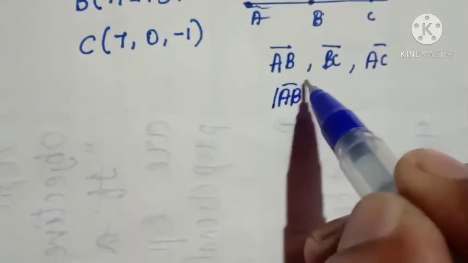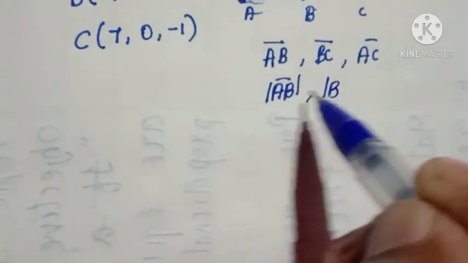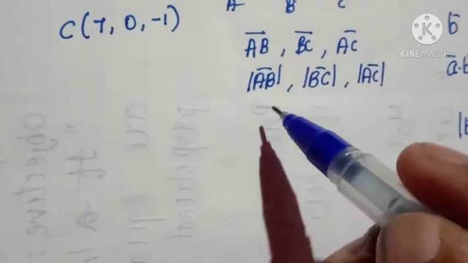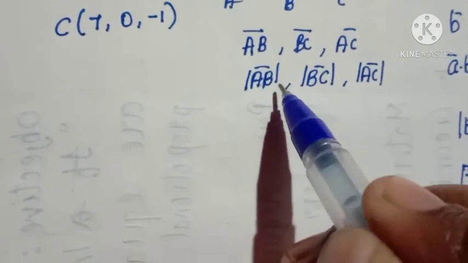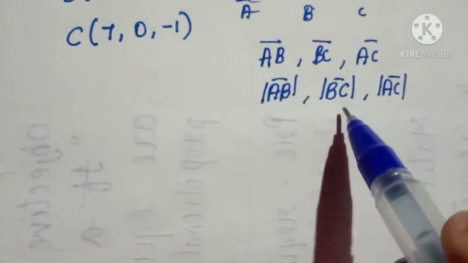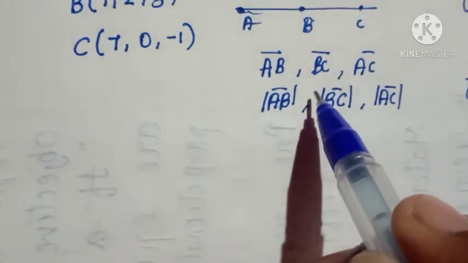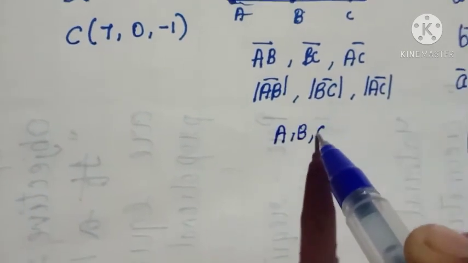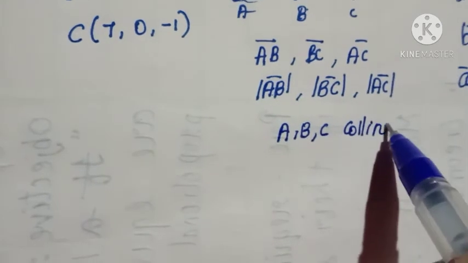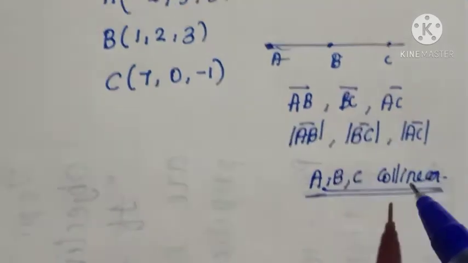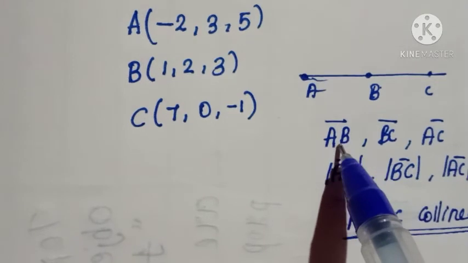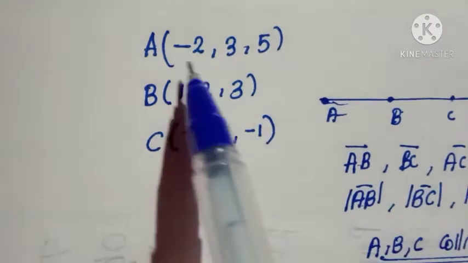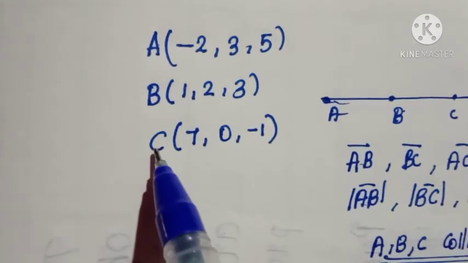Then find their magnitudes, magnitude of AB, magnitude of BC, magnitude of AC. Then prove the sum of any 2 vectors is equal to the third vector. Then we can say that the 3 points A, B, C are collinear. This is the method to prove collinearity. So first we need to write the AB vector. To write the AB vector, we need to write what is vector A, vector B, vector C.